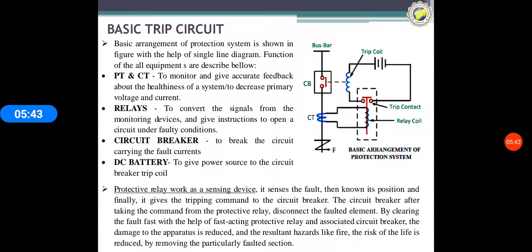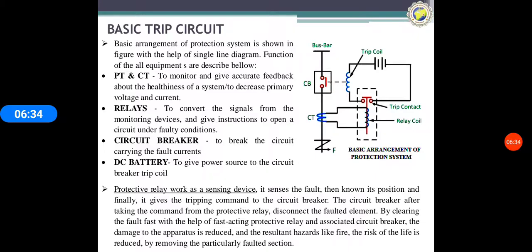Now the CT or the PT: their function is to monitor and give accurate feedback about the healthiness of the system, the primary voltage and current. Next, the function of the relay coil is to convert the signal from the monitoring device and give instructions to open a circuit under faulty conditions. The circuit breaker breaks the circuit carrying the fault current, and the trip circuit battery gives the power source to the trip coil of the circuit breaker.